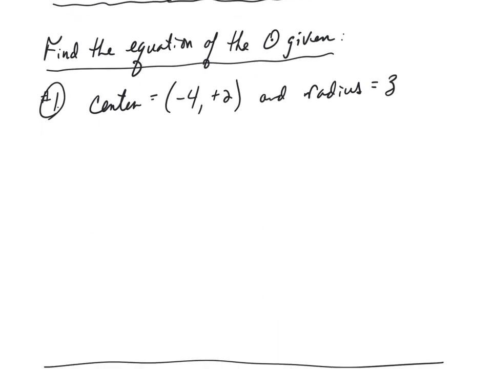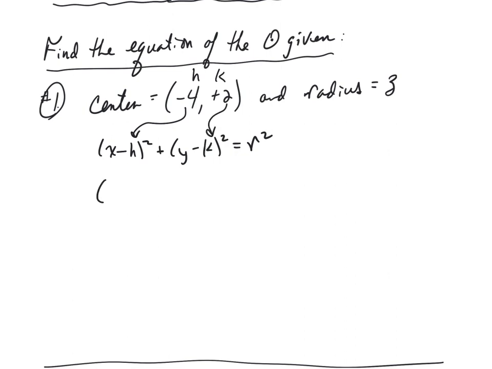Can you help me find the equation of a circle that has a center at -4, 2 and a radius of 3? All right, so the idea would be that we start with the standard form for the equation of a circle. So (x - h)² + (y - k)² = r². And all we're going to do is replace h and k with the coordinates for the center. So we're going to replace h with -4 and k with 2.